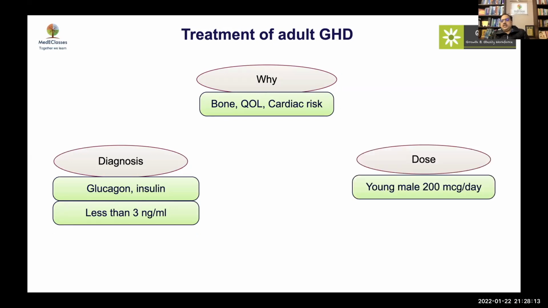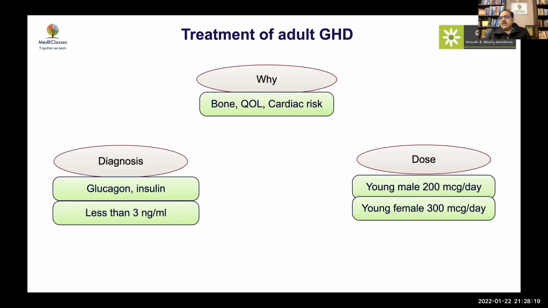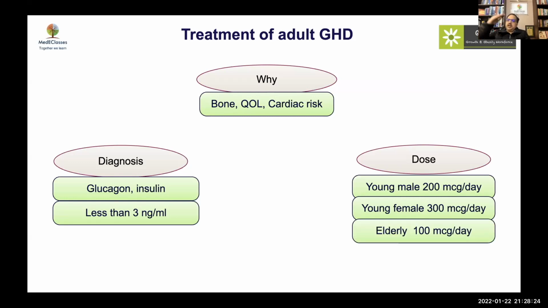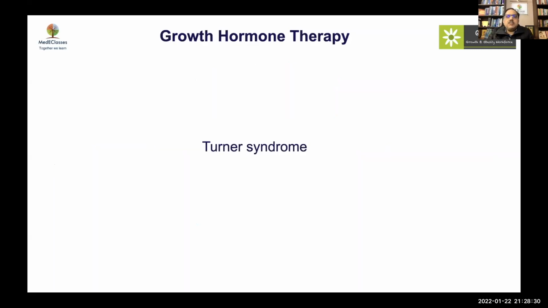The dose is 200 microgram per day. It's much lower as compared to that used in children. For young males, 300, for young females, and 100 for elderly. So the dose will come down as the growth hormone secretion, as I showed, increases with childhood, with puberty, and then starts to come down in that perspective.